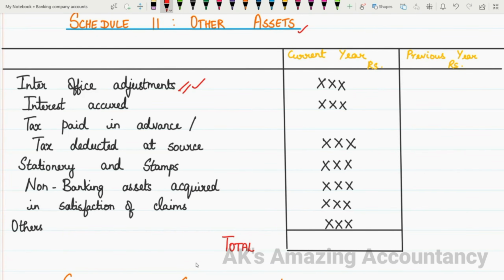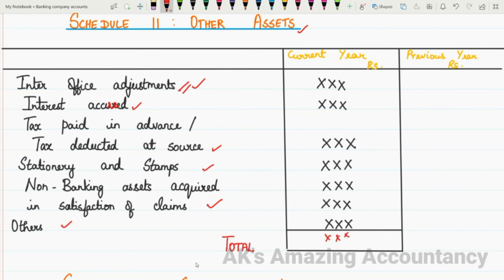Then if you have any interest accrued, that will come here. Then tax paid in advance or tax deducted at source will be mentioned here. Then stationery and stamps will find a place here. Non-banking assets acquired in satisfaction of claims, if available in the problem, will be entered here. And if there is any other asset as per the problem, that will be entered as others. Now you'll have to find out the total, which will be the total of other assets.